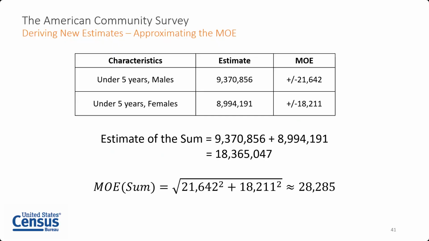Here we have the worked example. To obtain the total number of children under the age of 5, we sum the estimates for males and females, which gives us 18,365,047. To approximate the MOE, we first square the MOEs, then we sum the squares. In this case, we're adding the square of 21,642 to the square of 18,211. Now finally, take the square root of the sum to obtain the MOE. So here, our MOE is roughly 28,285.